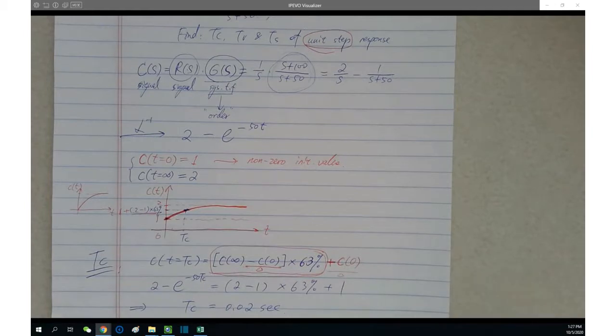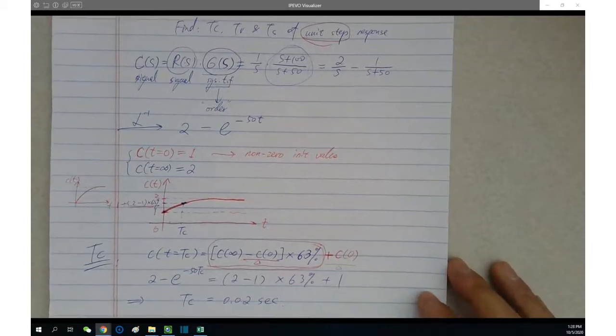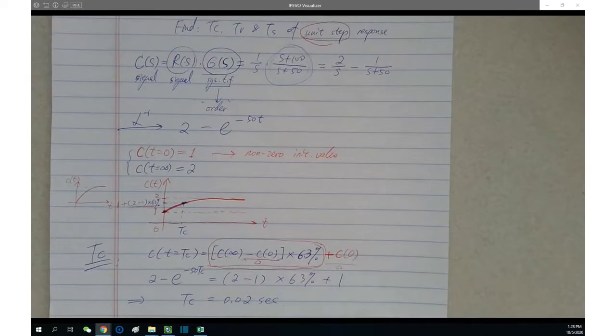Take a look. Let's see any questions. If no questions, I give you guys 3 minutes to find out TR, and then come back, and together we're going to find TS. Go ahead, you need some exercise on TR. 3 minutes.